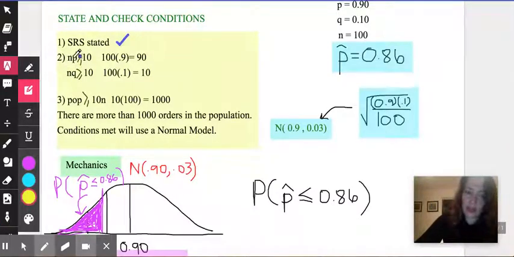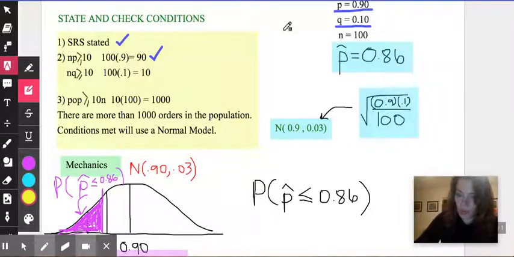Then our sample size was 100 and our p was 0.90, so we multiply 100 times 0.9. We get 90, which is greater than or equal to 10, so that works out. And the same thing: if our success is 0.90, that means our failure, which is our q, is 0.1. So we say 100 times 0.1 is greater than or equal to 10. It's actually equal to 10, so that is borderline.